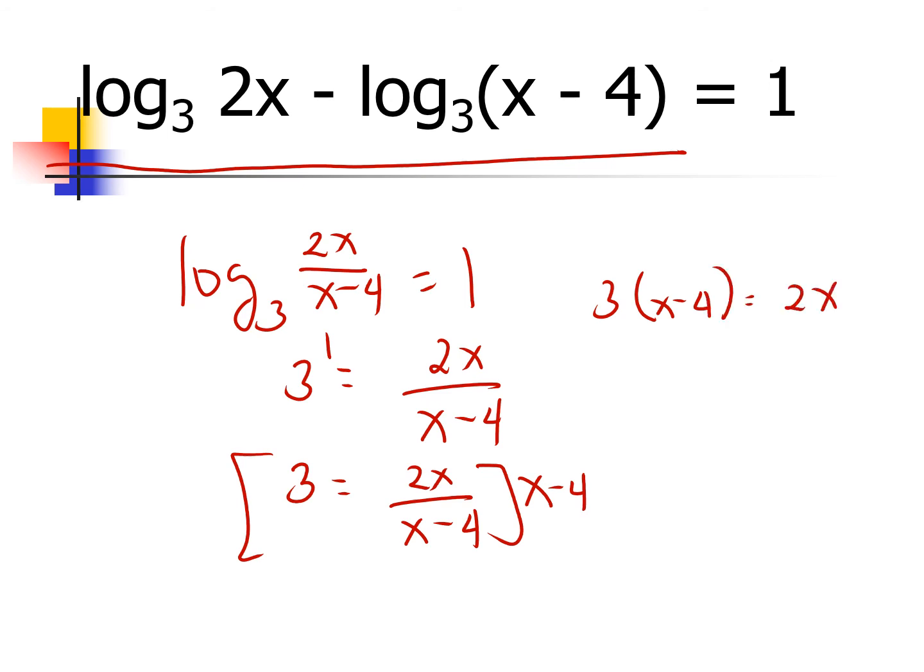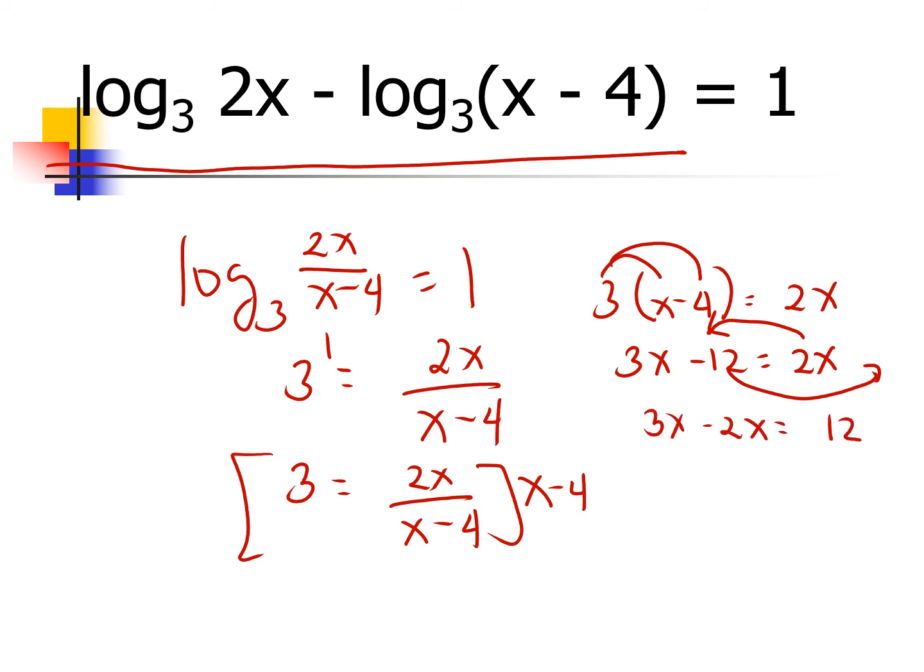Using distributive property, it will be 3 times x is 3x, 3 times negative 4 is negative 12 equals to 2x. Now, transposing 2x to the other side and negative 12 to the other side, it will be 3x minus 2x is equal to 12. So therefore, x is equal to 12. Let us now substitute 12. 2 times 12 is equal to 24. So it satisfies the condition.